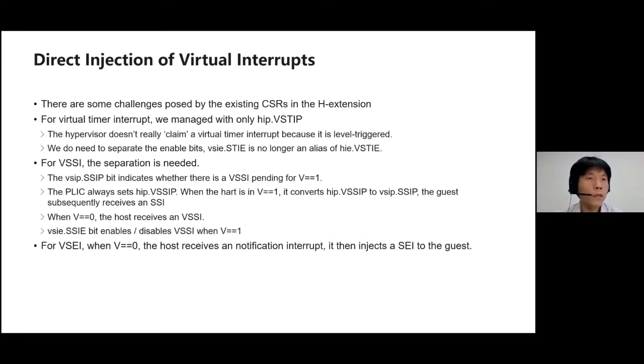We introduced additional bits for VSSI by separating the VSIP.SSIP bit from the alias relation with the HIP.VSSIP bit. We also need to separate the enable bits. For the virtual supervisor external interrupt, we use another notification interrupt to represent the host interrupt. So the separation is completed with the pending bit for that notification interrupt.